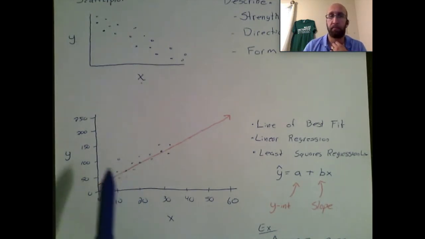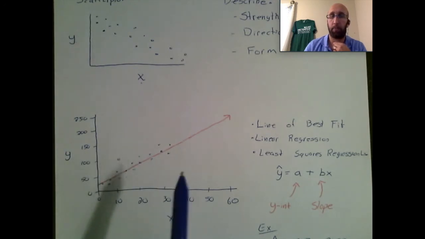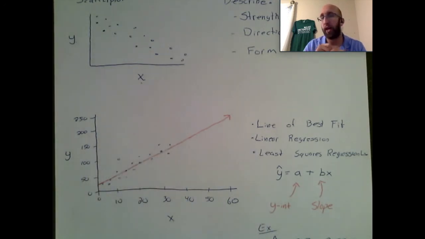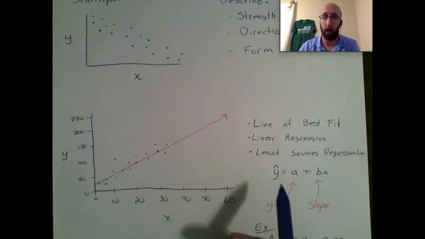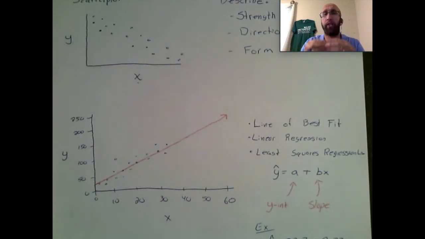You see, I made some random scatter plot here of x and y's. There's all my points, and then I fit this red line to the data. The purpose of this line is that we can come up with an equation for it, represented by y hat equals a plus bx. The point of this equation is that it allows you to make predictions.